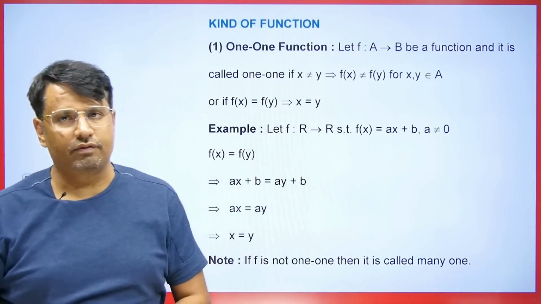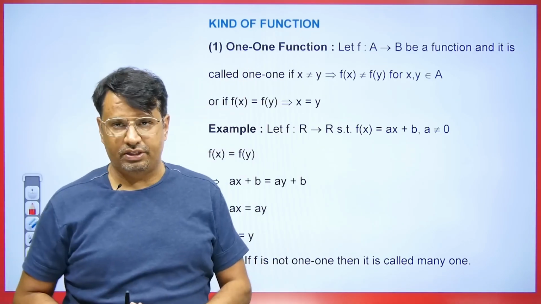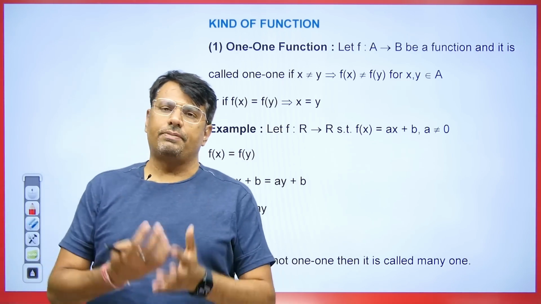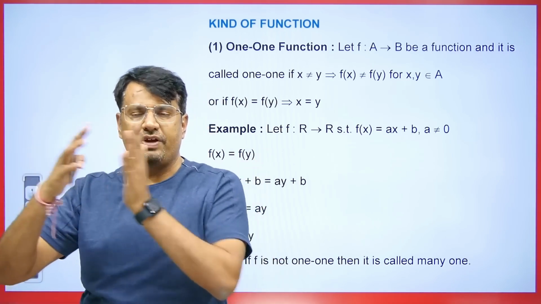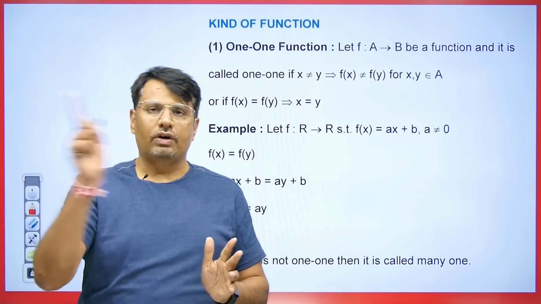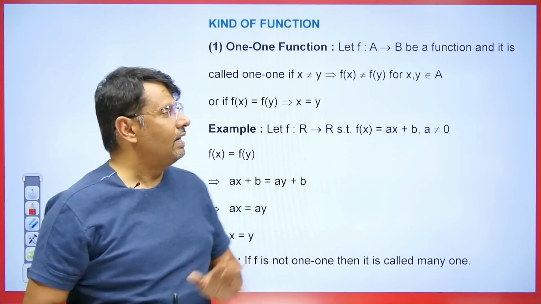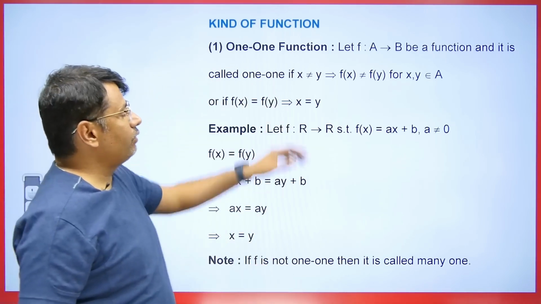So next we will talk about kinds of function. First we will talk about one-one function. We can know by the name that one-one function means that every element should have a fixed image, right? It simply means that it should be connected one to one, right? So this is a one-one function. So let's see the definition.